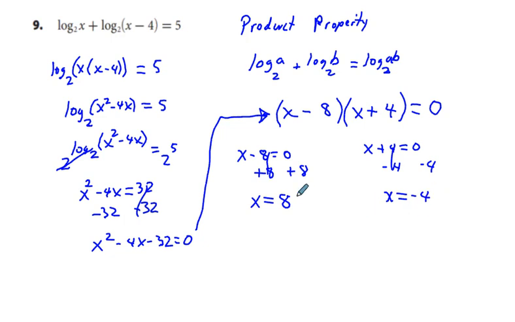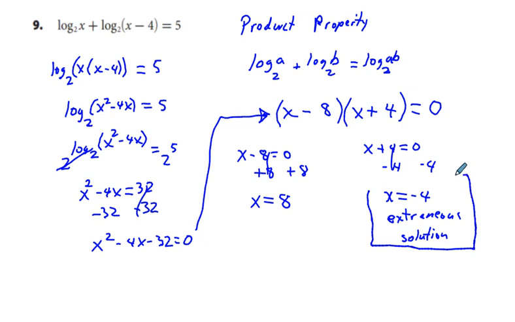Now we can try to substitute back into the original equation. If we substitute -4 back into the original equation, log base 2 of -4. So what power do we raise 2 to equal -4? There's no such number. So x equals -4 is what we call an extraneous solution. I'll just box this in as an extraneous solution.